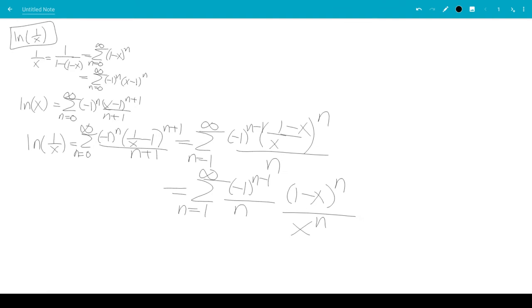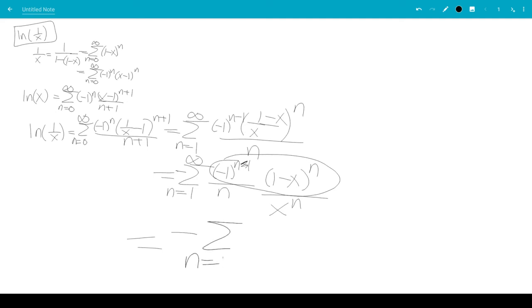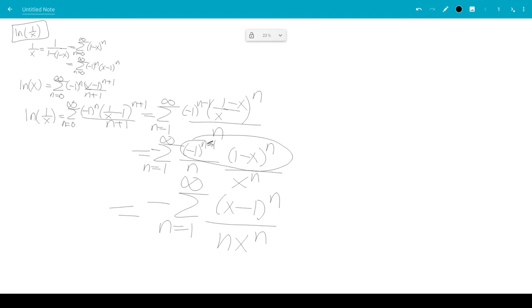We can take a negative 1 out, so this would be negative 1 times the sum from n equals 1 to infinity of negative 1 to the n times (1 minus x) to the n over n x to the n. We can combine these two to be negative the sum n equals 1 to infinity of (x minus 1) to the n over n x to the n. And that is the power series for ln of 1 over x.